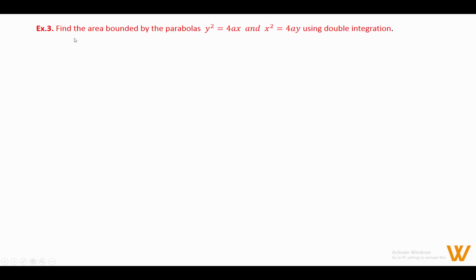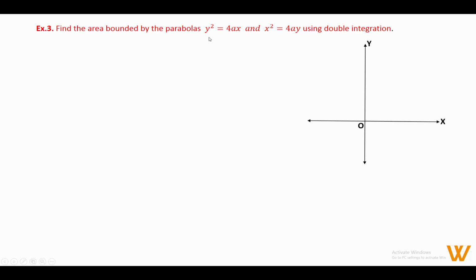Example number 3. Find the area bounded by the parabolas y squared equal to 4x and x squared equal to 4ay by double integration. So for that, first draw the diagram of these curves. First one parabola y squared equal to 4x and second one x squared equal to 4ay. So first consider the x axis and y axis. This point is the origin, this line is the x axis, this line is the y axis.